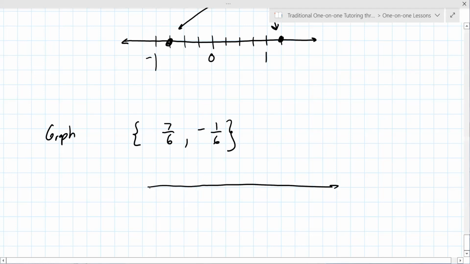You're going to go up by sixths each time. So I might start a little bit more to the left here, but that's 0, 1/6, 2/6, 3/6, 4/6, 5/6, 6/6. Okay, and then 7/6. And then just go left 1 for the minus 1/6 there. Great, I'm glad you got that down.